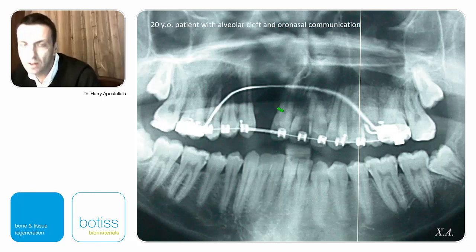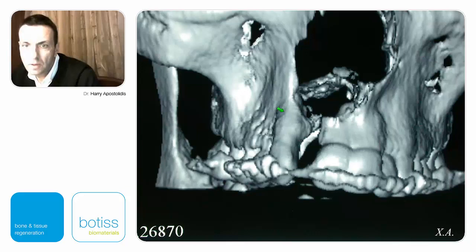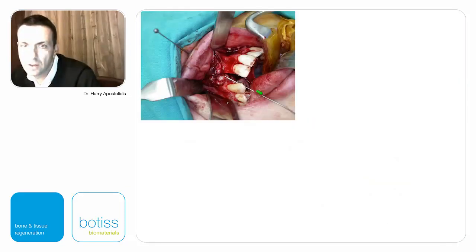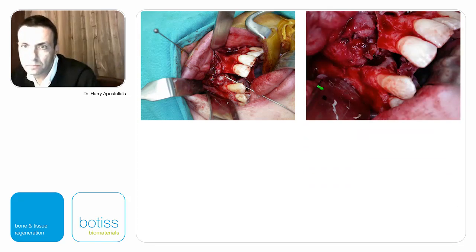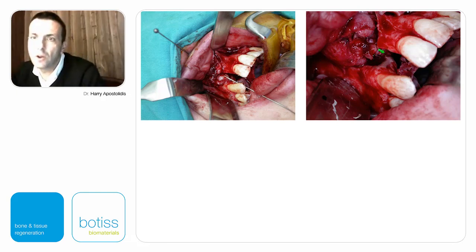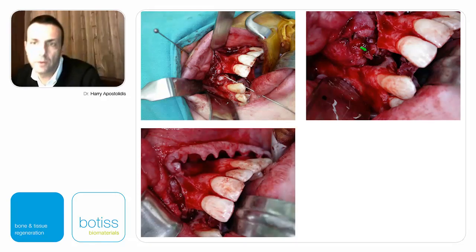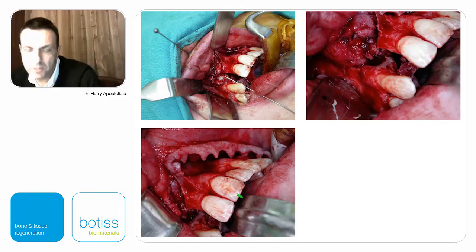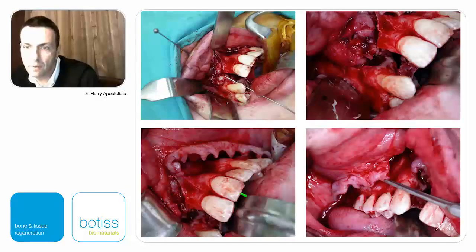So we need to have cancellous bone. Again, look at the defect, oronasal fistula. You see the oronasal fistula here, the defect, the discontinuation, we don't have continuity of the maxilla. Then here we close first the nasal floor with the nasal mucosa, with reconstruction of the nasal mucosa. We raise the flaps for the closure of the oral side.